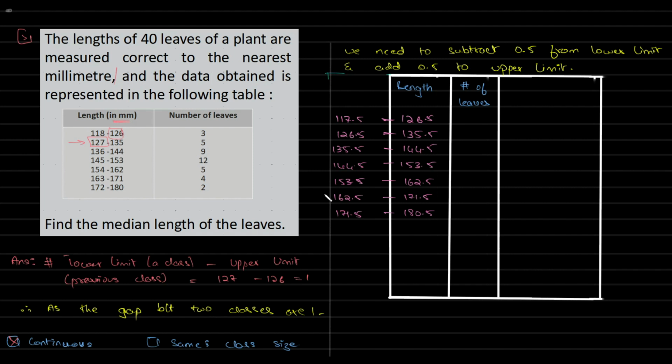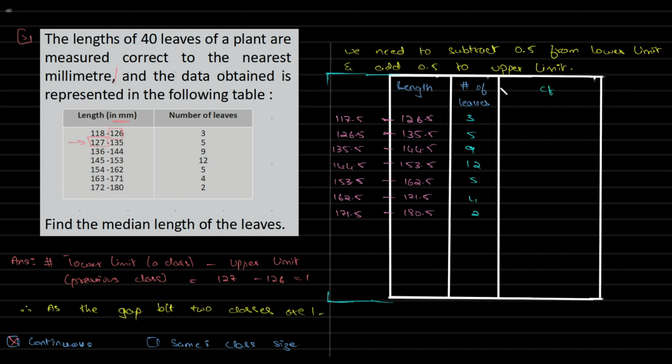Again, the table is this entire thing, and this line was not supposed to be there. And then frequency happens to be the same. So 3, 5, 9, that won't change. 12, 5, 4, and 2.